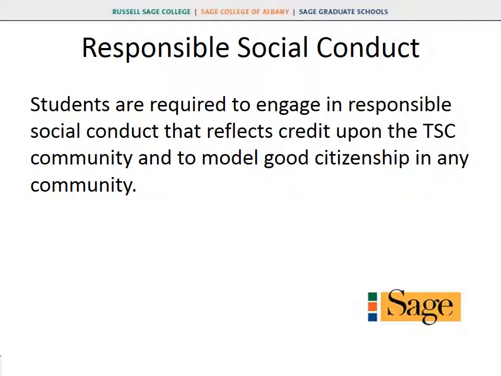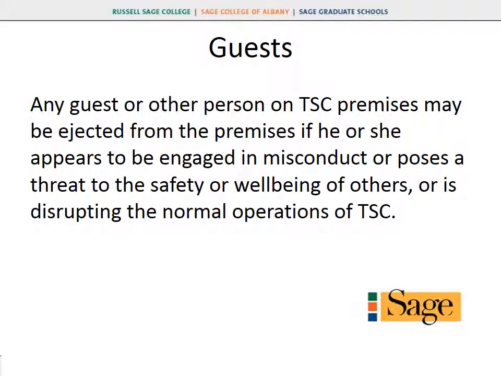Responsible social conduct. Students are required to engage in responsible social conduct that reflects credit upon the Sage College's communities and to model good citizenship in any community. Guests. Any guest or other person on the Sage College's premises may be ejected from the premises if he or she appears to be engaged in misconduct or poses a threat to the safety or well-being of others, or is disrupting the normal operations of the Sage Colleges. The guest policies for both the Albany and Troy campuses can be found in the Residence Hall Policy section of the Sage College's Student Handbook, available for review at sage.edu/student-handbook.